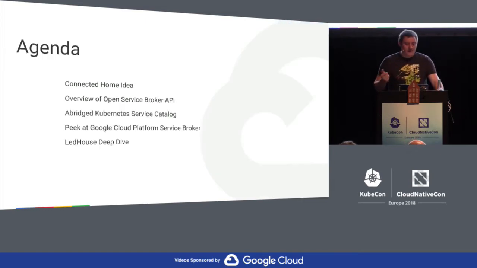So here's what we're going to go over today. The basic idea, what I've been doing. I'm going to give you a quick overview of OSB API, and then Service Catalog. And then I want to preview some Google Cloud Platform Service Broker components, because I use them in my solution. And then we'll do a deep dive on what I actually built.